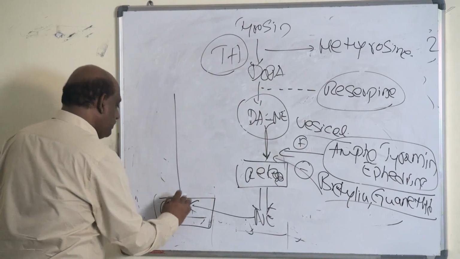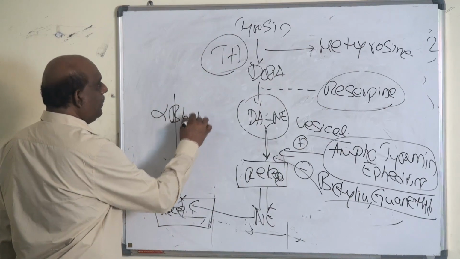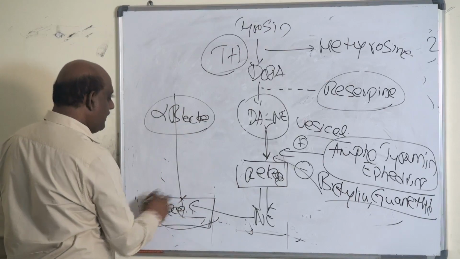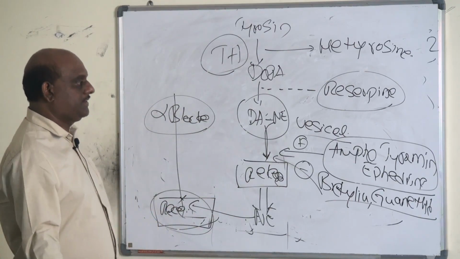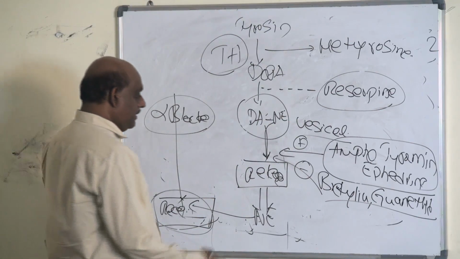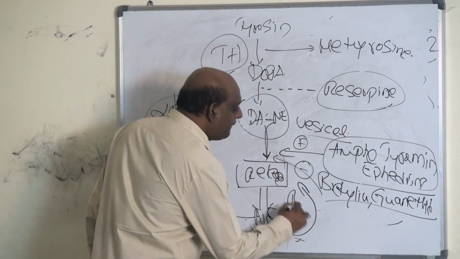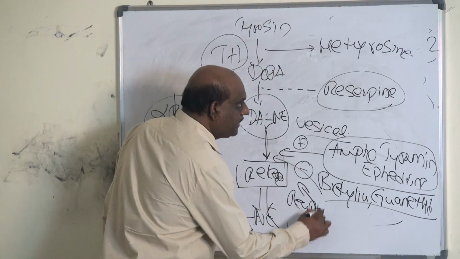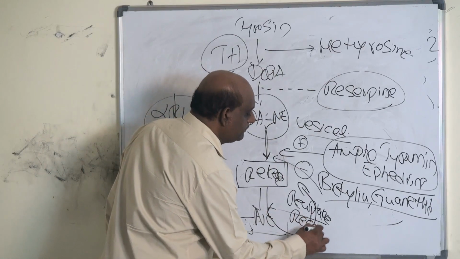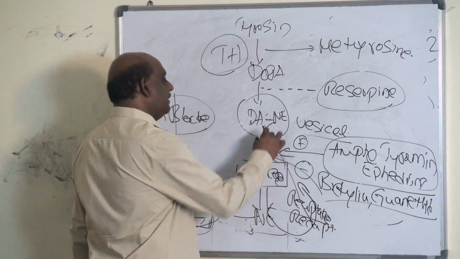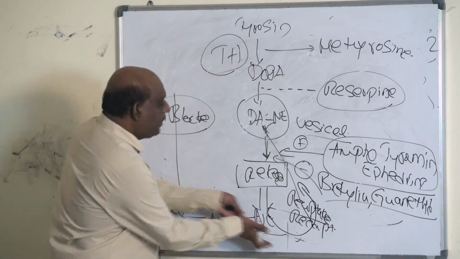At that level, your alpha blockers basically go and prevent the action of norepinephrine on the receptor after it got released. Then this norepinephrine is made to be reuptaken. It is reuptaken and recaptured by the vesicle. That's how the norepinephrine is cleared.